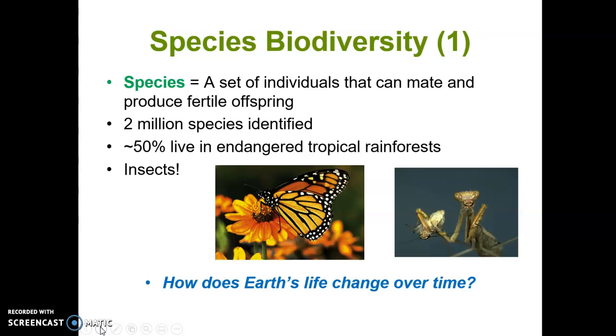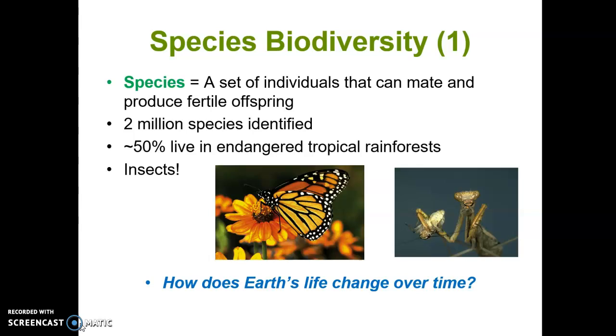Okay, next we're going to look at species biodiversity. We used the example of the chipmunk on the previous slide, but let's go back and define what a species is. A species is a set of individuals that can mate and produce fertile offspring in nature. So a set of individuals that in nature will mate together and produce offspring that are also fertile, which means they can produce offspring.